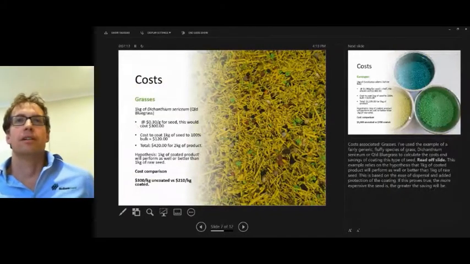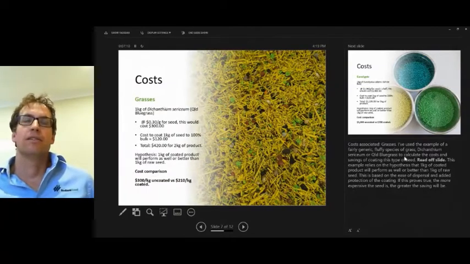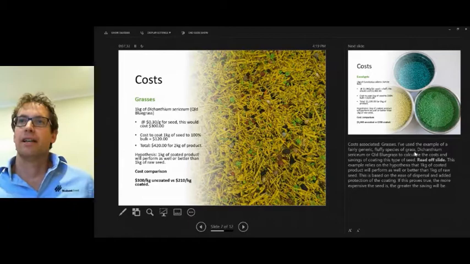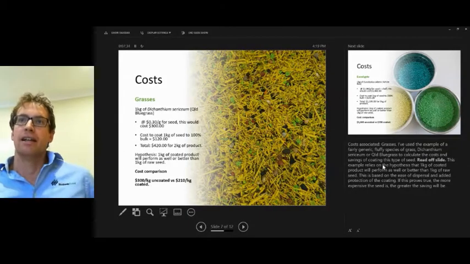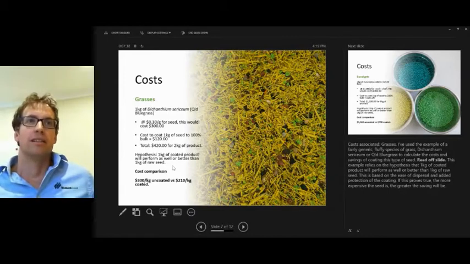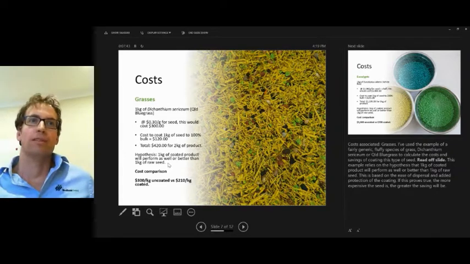In this example, I've done a couple of examples of costings. So this one is for a generic native grass. I used Queensland Blue, Dichanthium sericeum, as an example of a normal sort of fluffy, light native grass. So these costings are based on the hypothesis that 1 kilo of a coated product will perform as well or better than 1 kilo of raw seed.